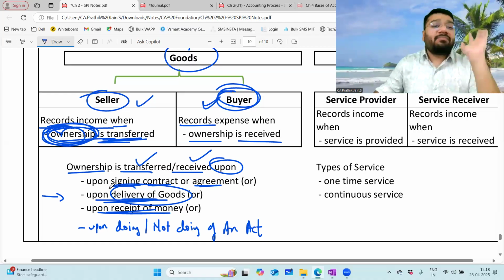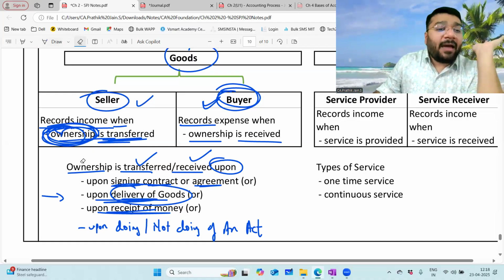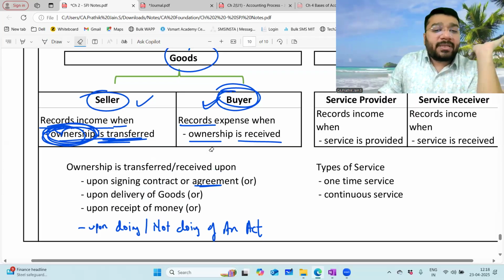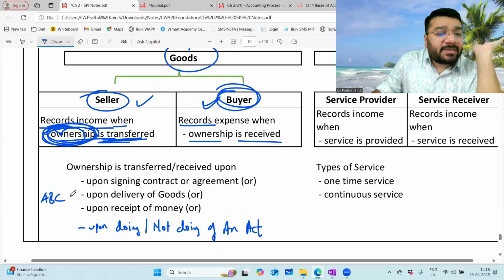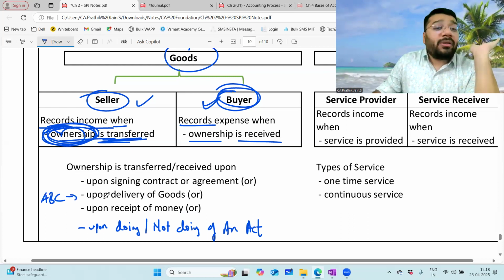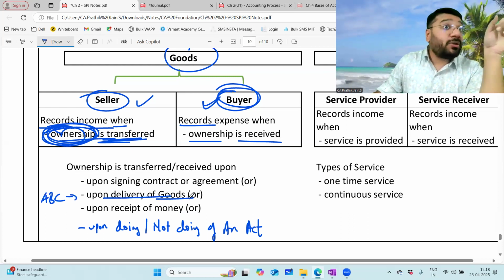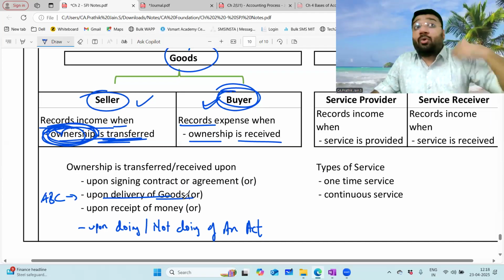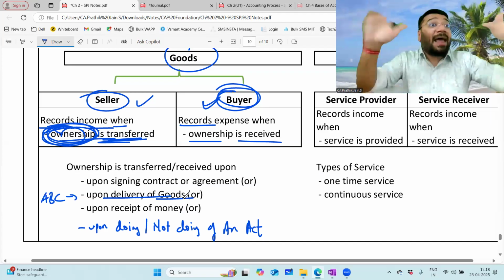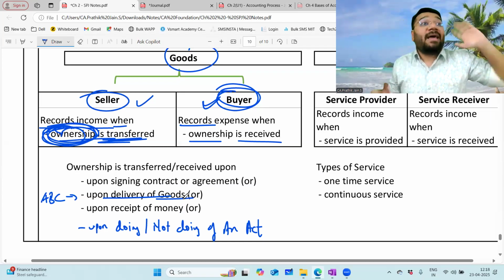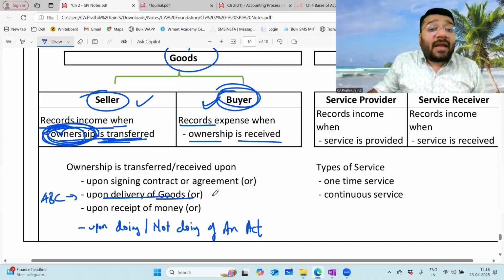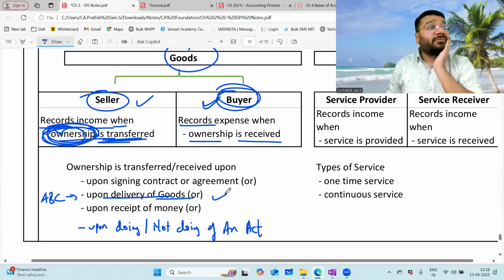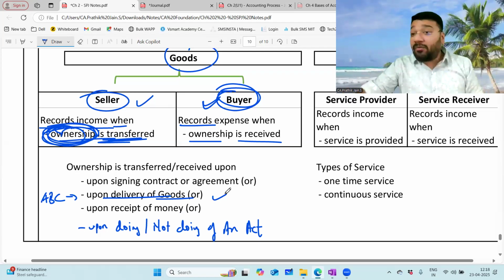Now this businessman says, sir, I am transferring the ownership to the other person when the goods are delivered. So this is the policy of ABC Enterprise. ABC Enterprise says that upon the delivery of the goods, ownership is transferred. After the ownership is transferred, if anything good or bad happens to the product, it belongs to the buyer, not the seller. Okay, this is one criterion. Is this criterion applicable for every product?